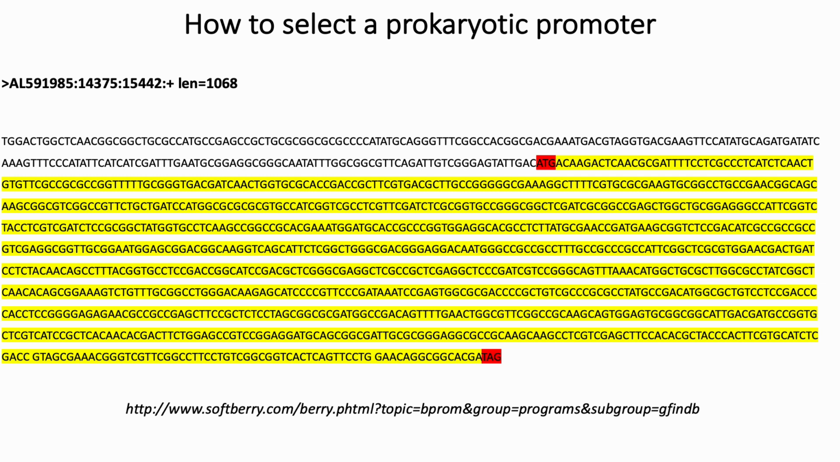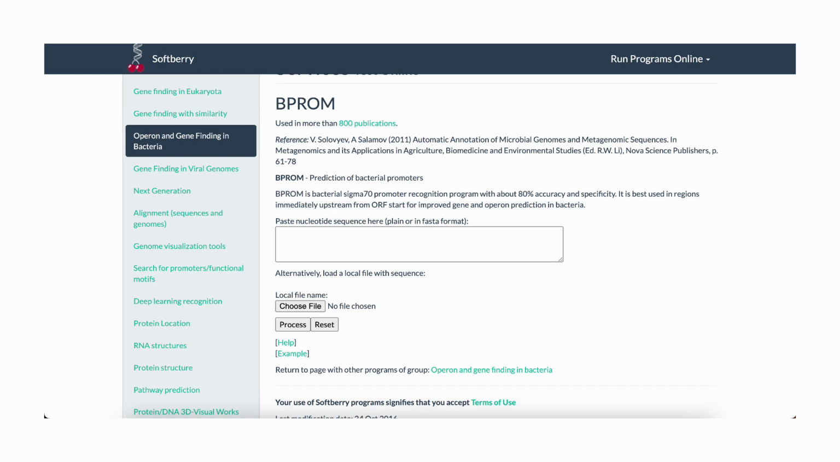Now what we need to do is use any software or online tools available to see whether this is a true promoter, and even if it's a promoter, how good that promoter is. We are going to use BPROM for the prediction of bacterial promoters. BPROM is a bacterial sigma 70 promoter recognition program with about 80% accuracy and specificity. It is best used in regions immediately upstream from the open reading frame. BPROM is a free web tool. We can access it online.